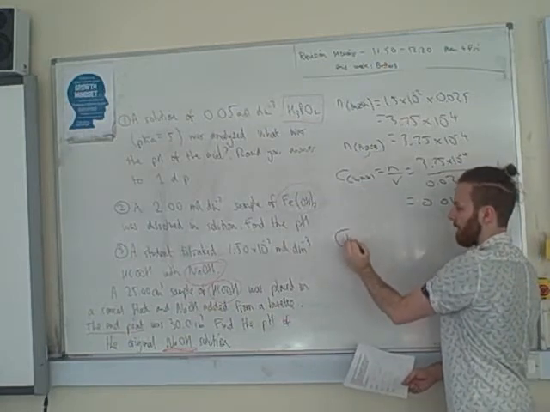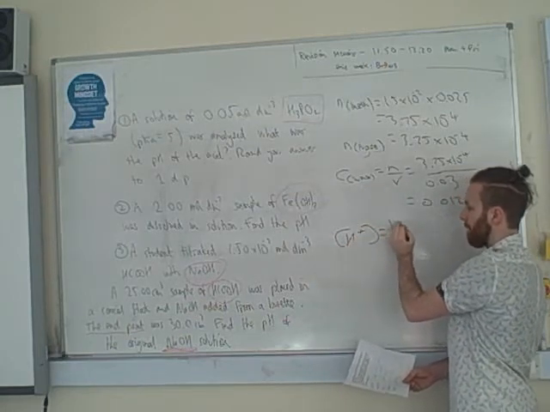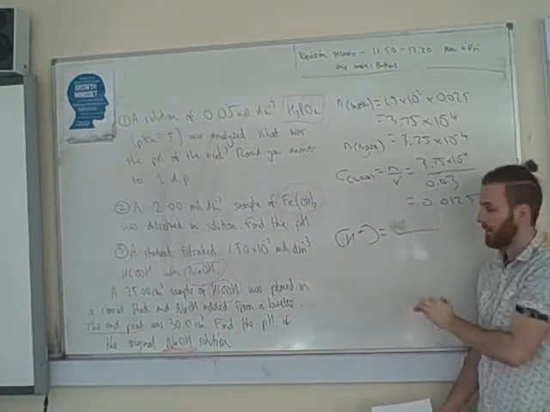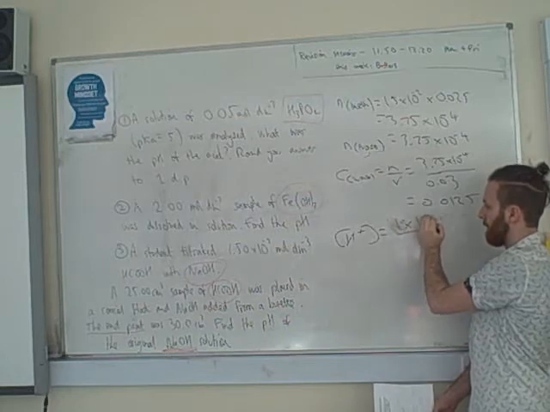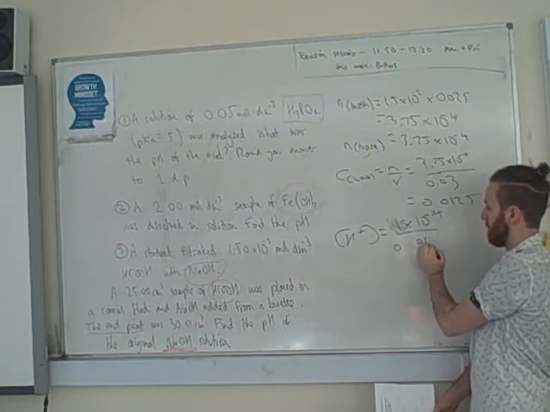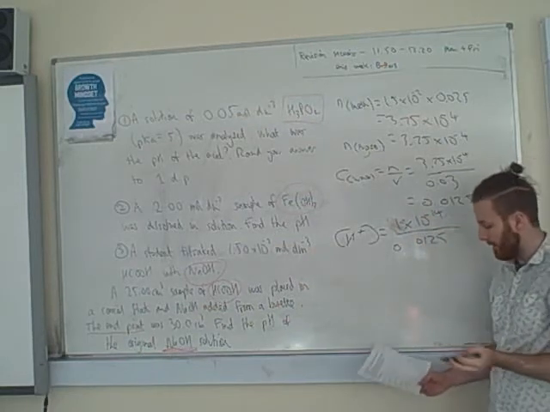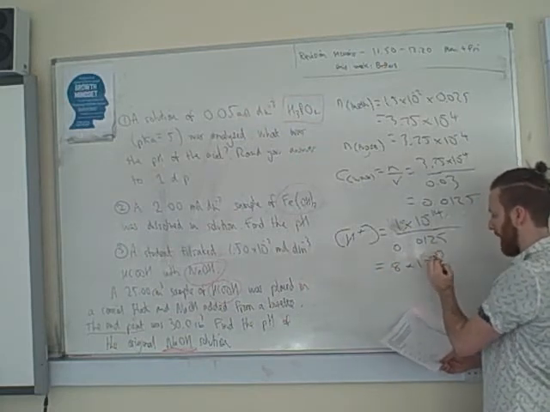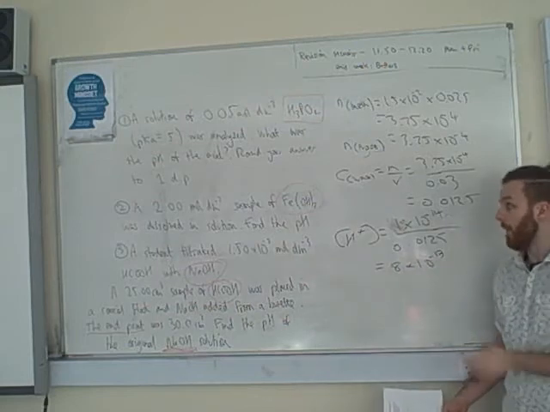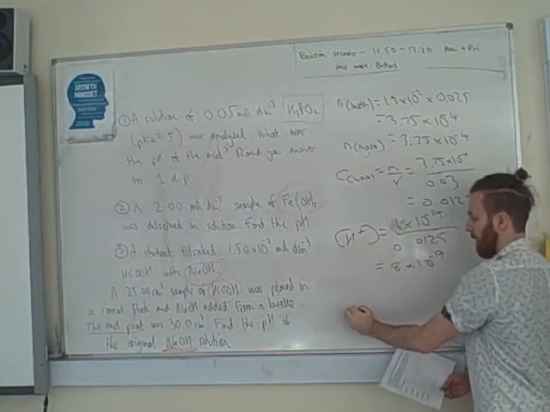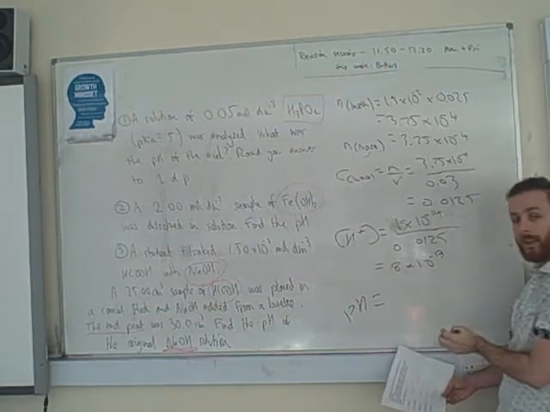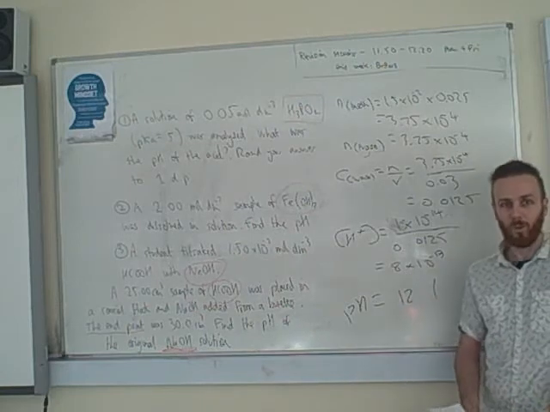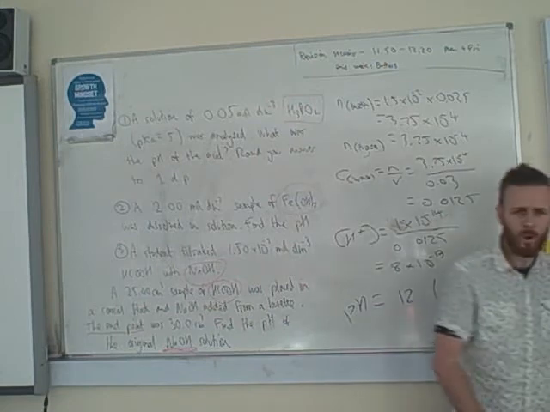We can apply that to get our H plus. H plus equals Kw over conc of hydroxide. So that's 1 times 10 to the minus 14 over this. And that comes out as 8 times 10 to the minus 13. Now we've got the H plus, we can do pH equals minus the log of that number, and that comes out at 12.1. So a bit of a beast of a question, that last one.